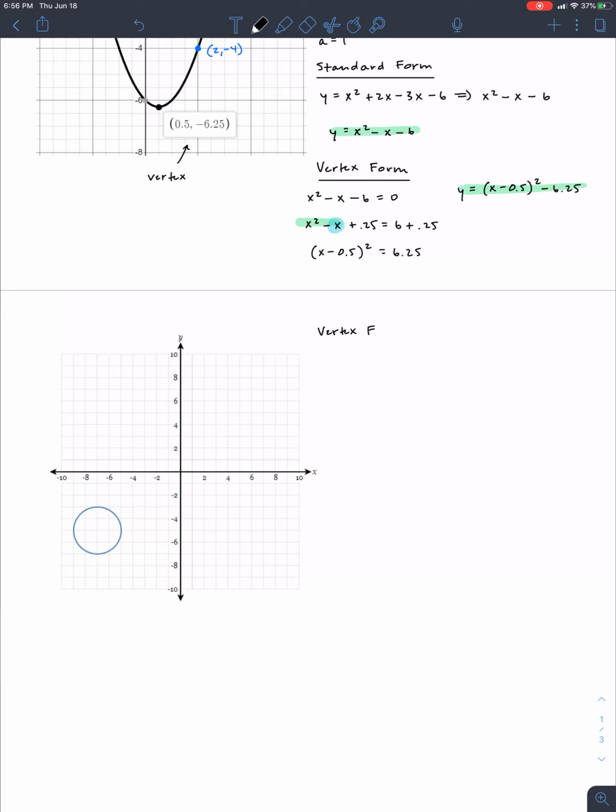Vertex form. So, not really vertex form, it's really we're using the center. So the center of this circle, if we look at it, is at -7, -5. And by doing that, we also see that the radius of this circle, because we found the center, now we can find the radius. The radius is 2.